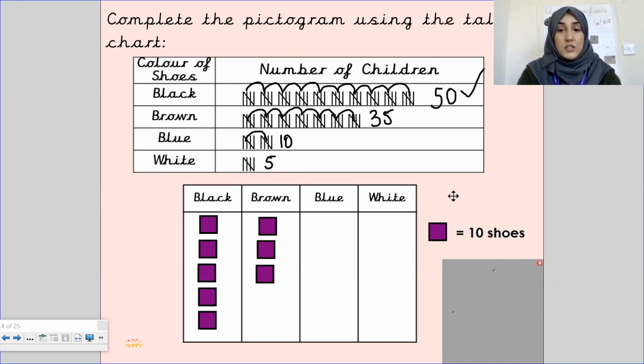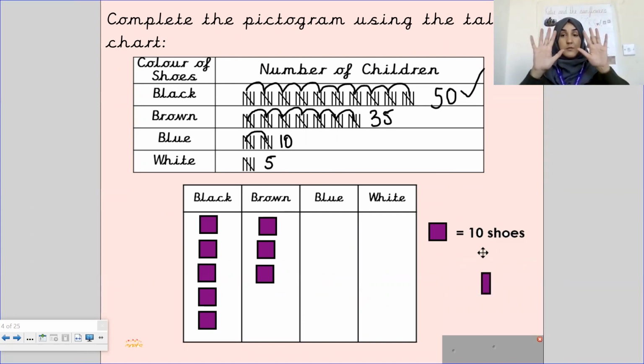So what can I do? Now, half of 10, so here's 10 fingers. If there's a line down the middle, half of 10 is 5, okay? So I have half a square here. I'm going to use half of this square to represent 5. So now I have 10, 20, 30, and add 5 more equals 35.